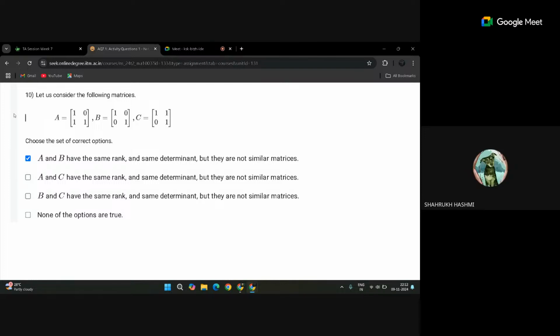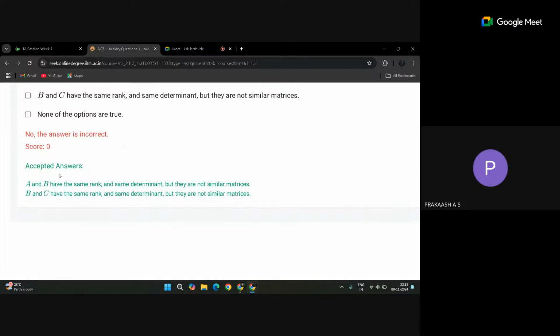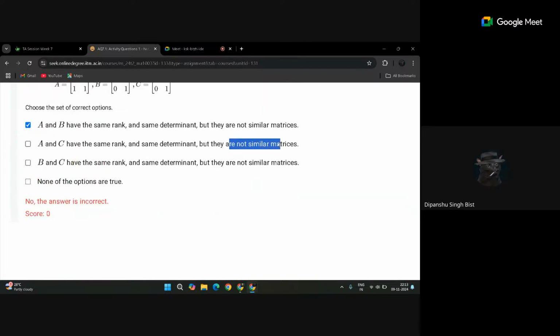Correct? Yes, sir. Okay. A and C have the same rank and the same determinant, but they are not similar matrices. So what about A and C? The rank is 2, their determinants are 1 and 1. Are they similar with each other? Actually, yes, they are similar with each other, because you have just exchanged the rows. You have not done anything else. So yes, they are similar, so this option is not correct.